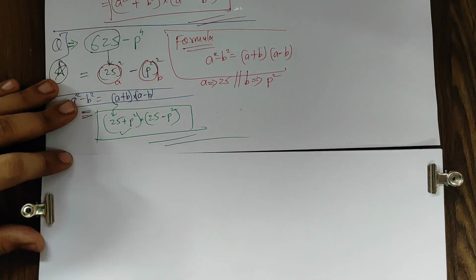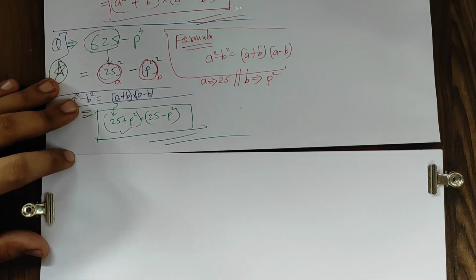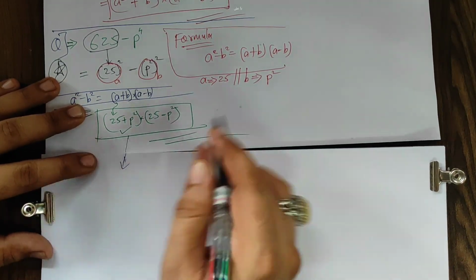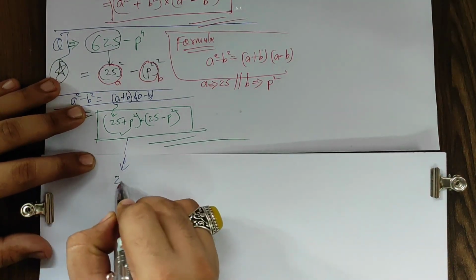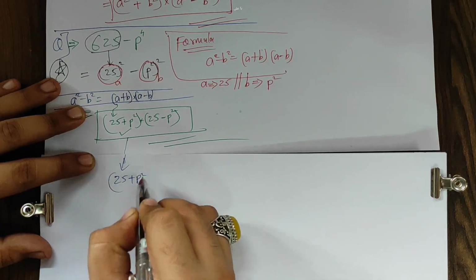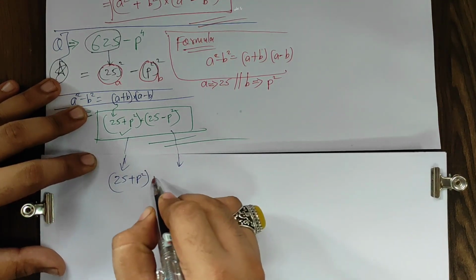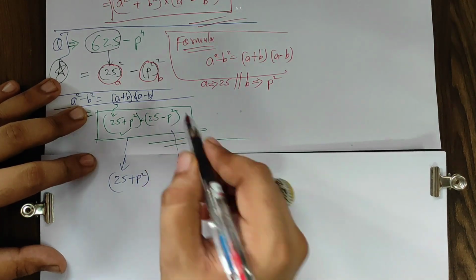See here, students, please. All of you see here, please. I am copying this part as it is. Okay, this is 25 plus p square, because there is no formula for plus. But over here, pay attention. Here it's 25 minus p square.